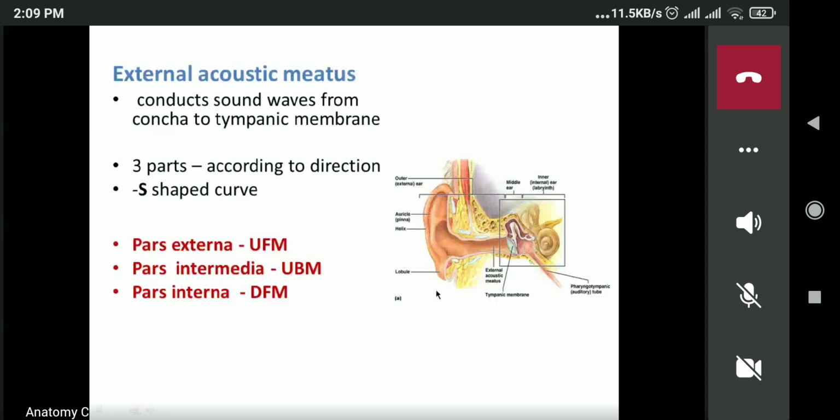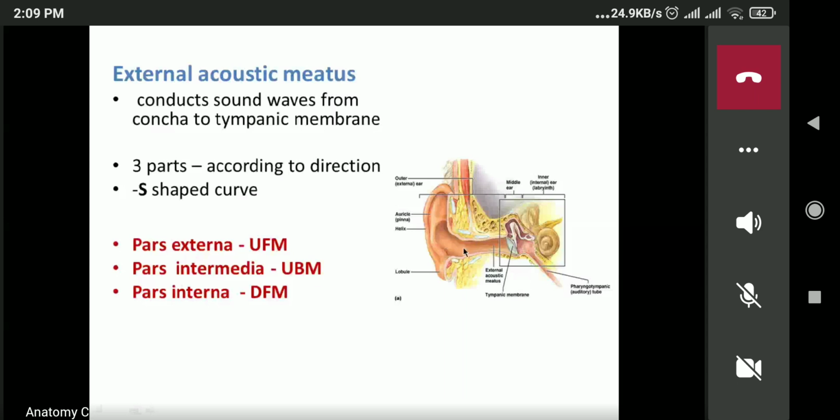Now come to the other part of the external ear, that is the external acoustic meatus, which is also part of the external ear. It extends from the concha to the tympanic membrane. So this is the external acoustic meatus or the external auditory meatus. The main function is that it conducts the sound waves from the concha to the tympanic membrane.